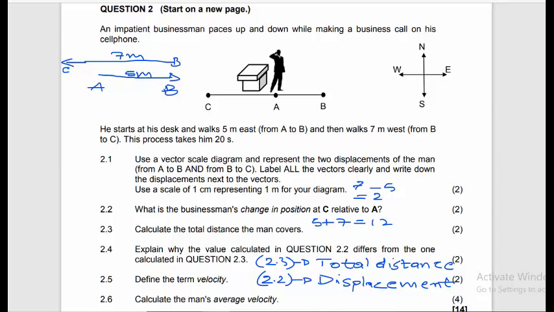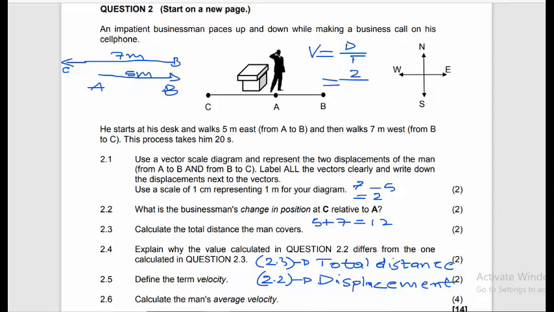Calculate the man's average velocity. Now, what do you need to calculate velocity? So v is equal to, what is velocity? What do you need to calculate speed? Speed is equal to d over t, right? Something like this. So I'll look at it from a displacement point of view. So I'll say it's 2 over t.